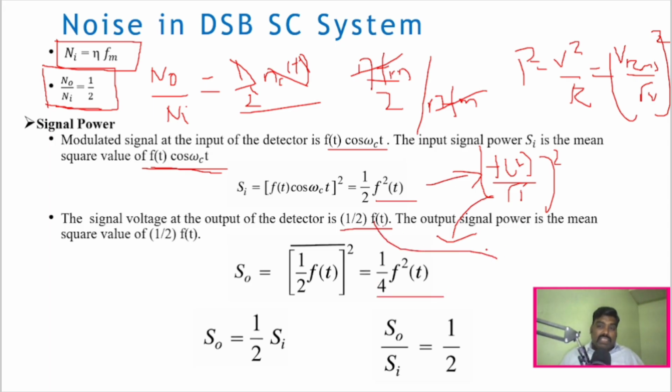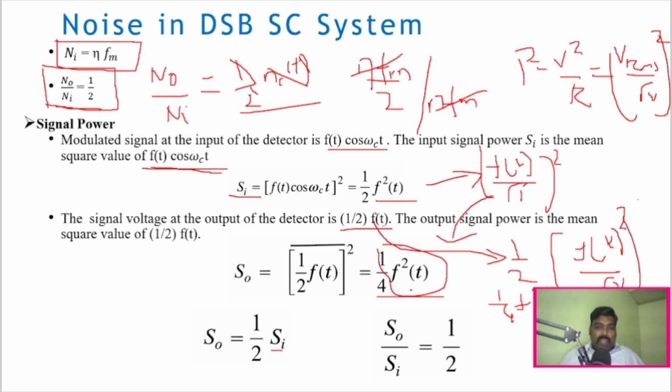Or you can also put it in this expression. It is already 1 by 2, so there will be 1 by 2 here, and because of this f of t, we have f of t divided by root 2, whole square. And now we obtain 1 by 4 into f square of t. Now we can write this 1 by 4 f square of t as 1 by 2 into Si, because Si is 1 by 2 f square of t. So it's 1 by 2 and the remaining part is Si. From this we can write S naught by Si is equal to 1 by 2.